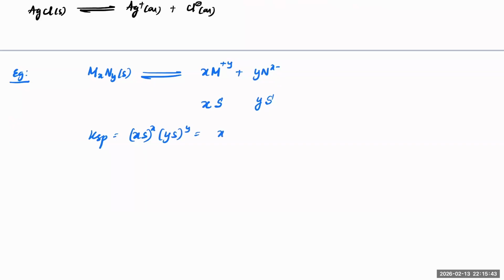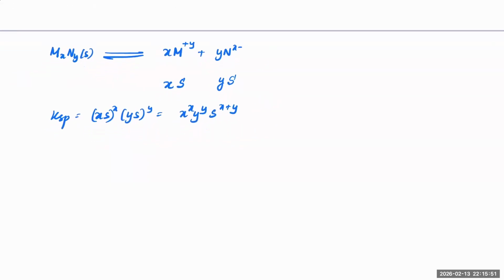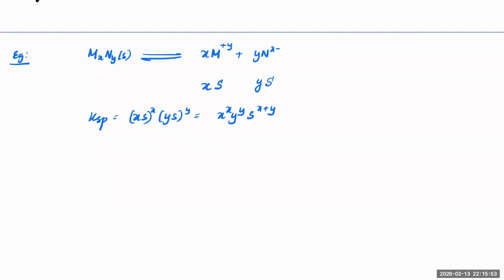So that is x raised to power of x, y raised to power of y, and S raised to power of x plus y. This will become the Ksp value for a general salt. For any generic salt, this is how we write the Ksp value. Got it?